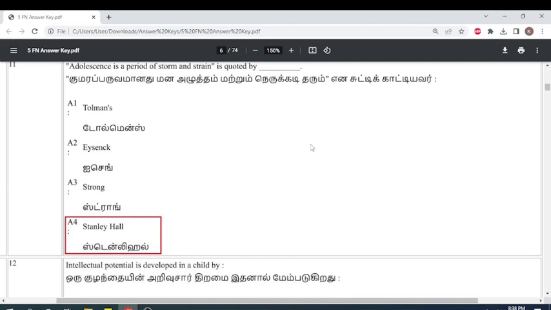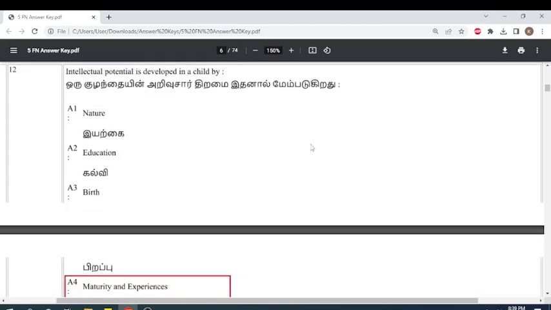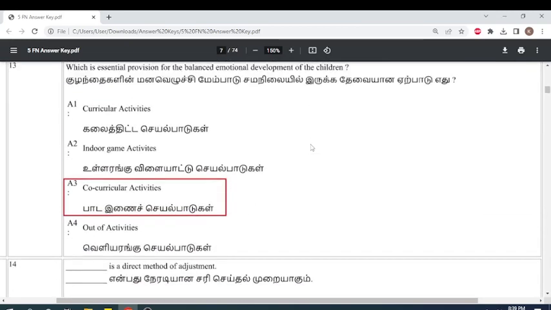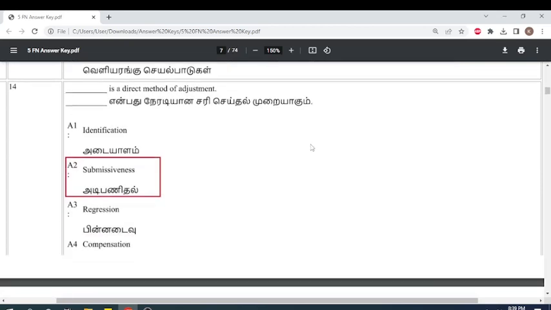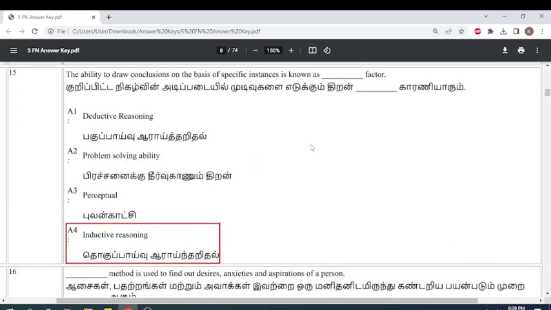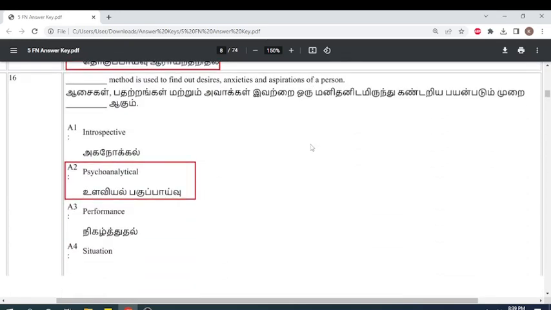11th question answer A4. 12th question answer A4. 13th question answer A3. 14th question answer A2. 15th question answer A4. 16th question answer A2.